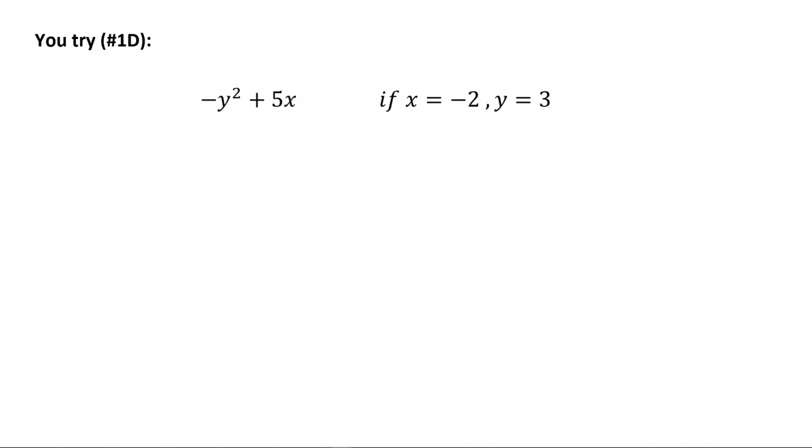Okay, negative y squared plus 5x is replaced with negative 2 for x, 3 for y, which gives us negative 3 squared plus 5 times negative 2. Note carefully that the parentheses surrounds each number that is substituted. Negative 3 squared, remember the 3 squared goes first, so 3 squared is 9, and then the negative multiplies times the 9 to make negative 9. Plus 5 times negative 2 is negative 10, so effectively it's minus 10. So now negative 9 minus 10 is negative 19.